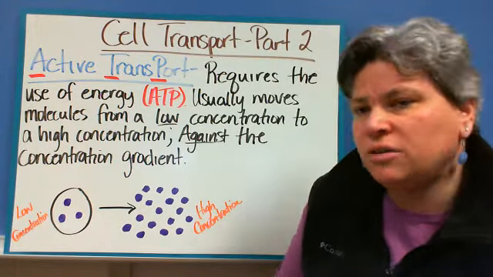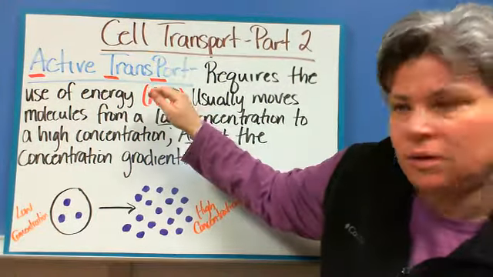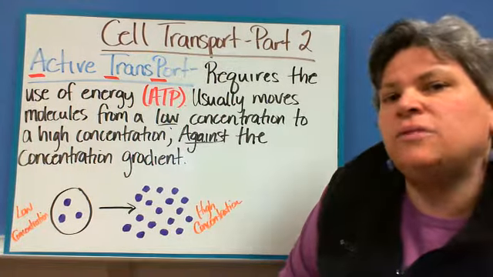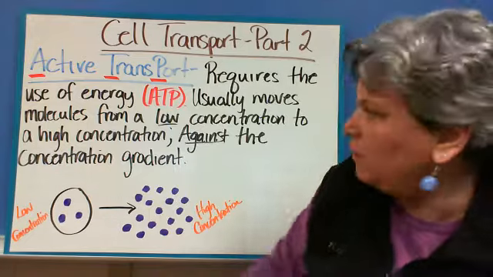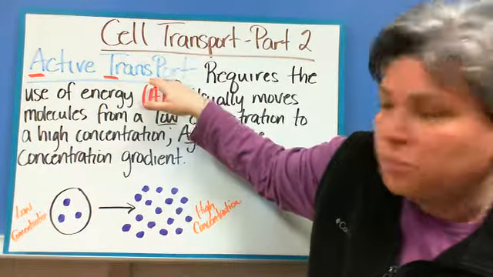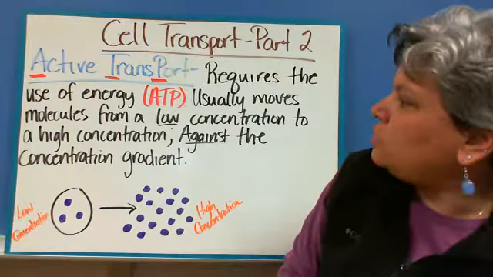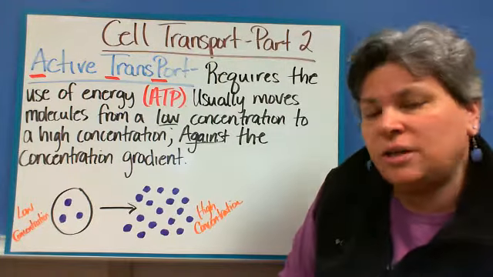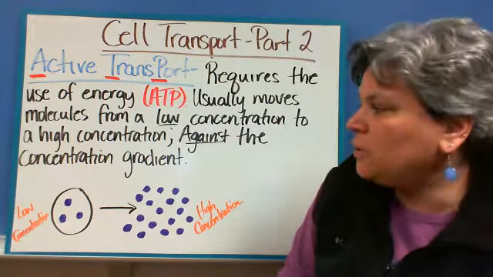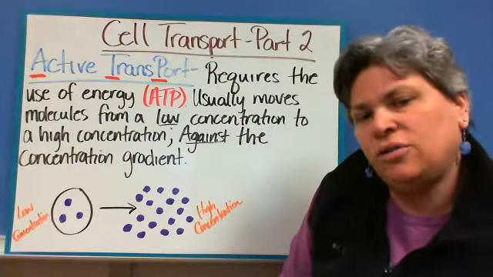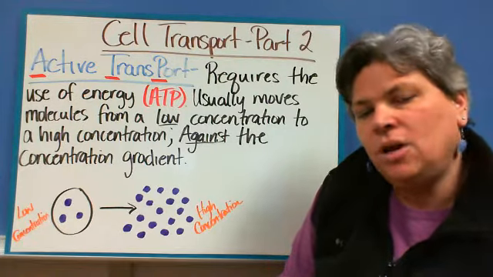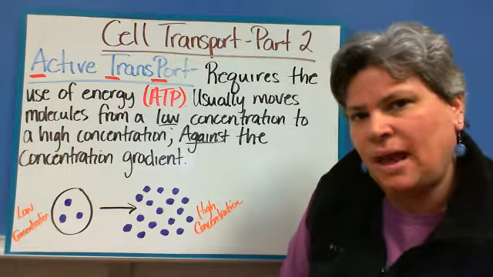So let's change gears and talk about active transport. This is where we require the use of energy or ATP from the cell. Active transport, ATP, usually moves molecules from a low concentration to a high concentration, so we're going against the concentration gradient. You're trying to ride that bike uphill. You have to invest energy to make that happen.